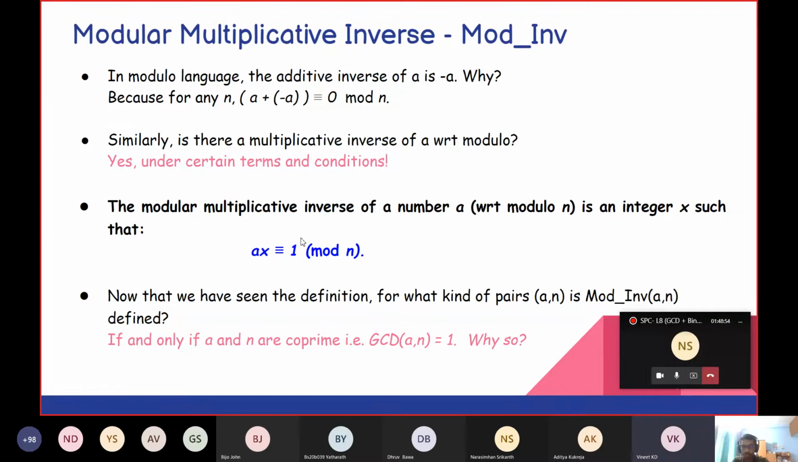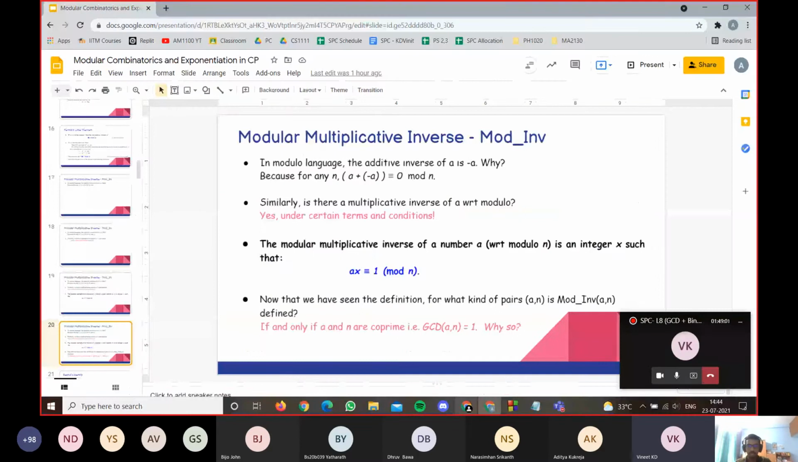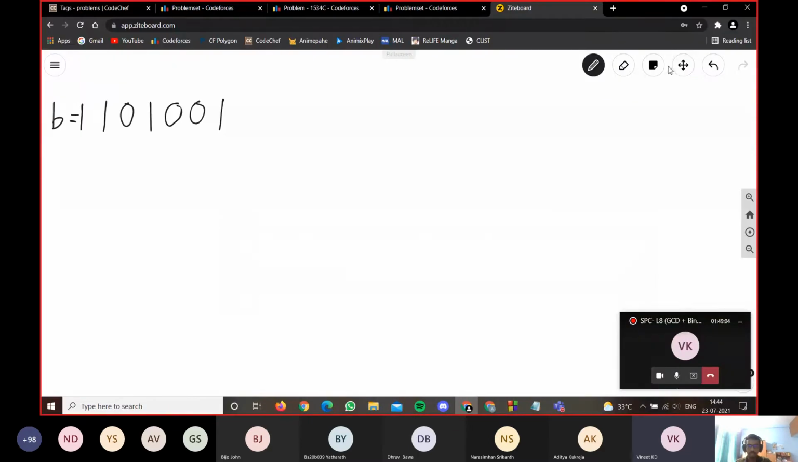Can you show a few examples for the modulo thing? Like this one, multiplicative inverse? Yeah, what x will be for a few a and n? Okay, so yeah, I'll do that.